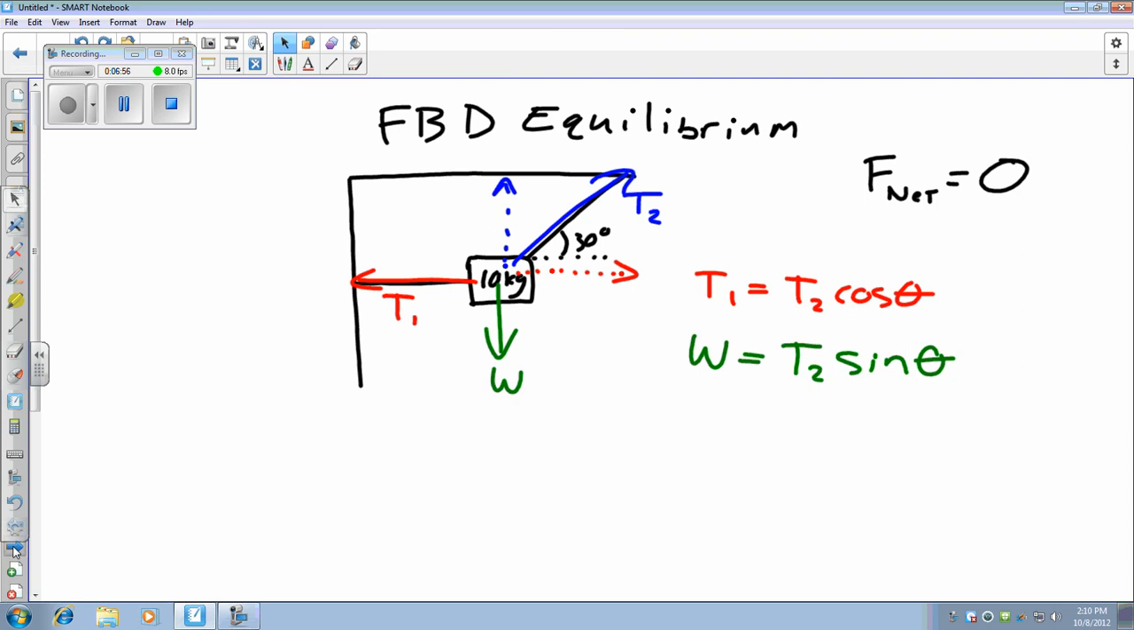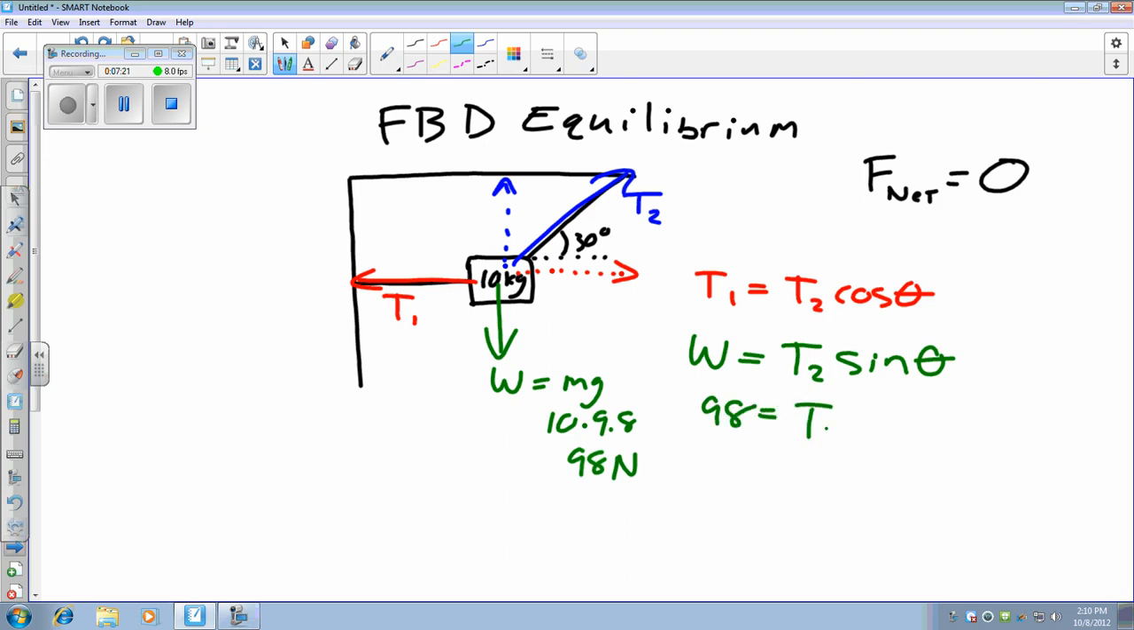Now, at this point, you have to have certain numbers. I can give you the mass, I can give you the angle, and if you have the mass, you can get the weight because that's just mg. So, for example, 10 times 9.8 gives you 98 newtons of force. And so over here, we get 98 is equal to T2 times the sine of 30 degrees, which of course is just 0.5. So T2 ends up being 196 newtons.